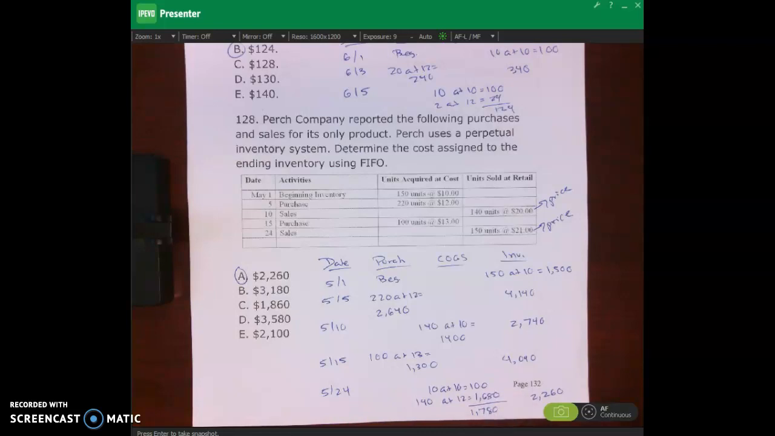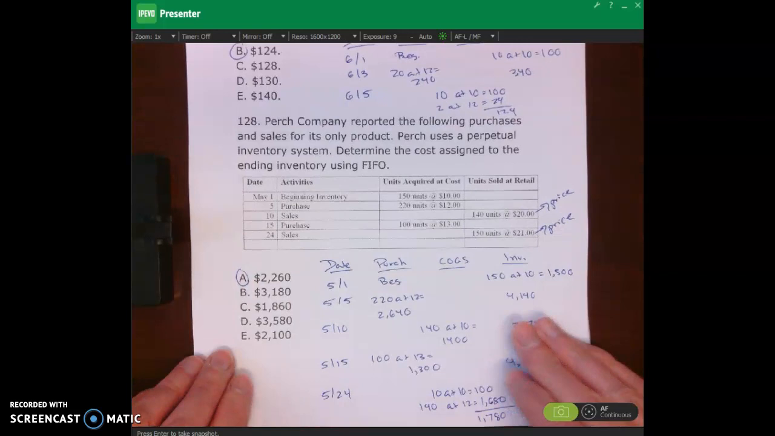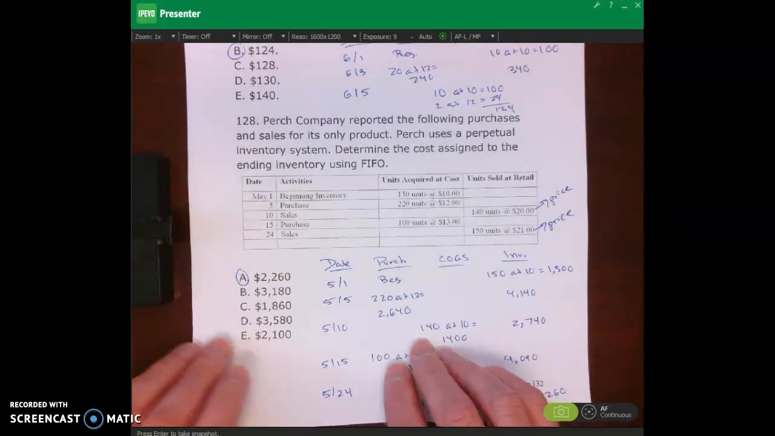Add those two together, 1,780. 4,040 minus my cost of goods sold of 1,780 on the 24th gives me my ending inventory balance of 2,260. A is the right answer. All right, so that's number 128 on page 132.